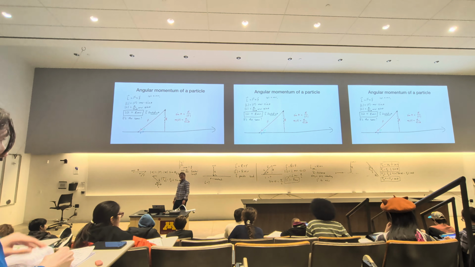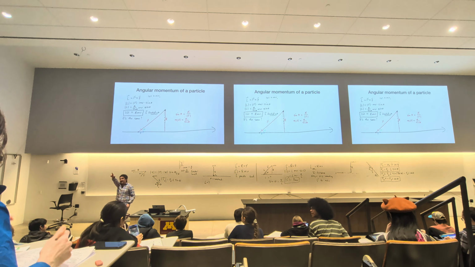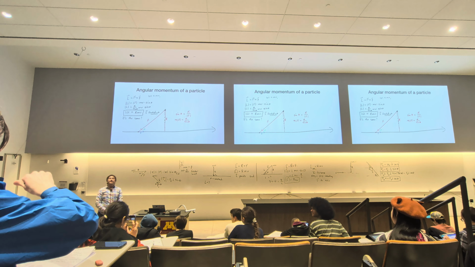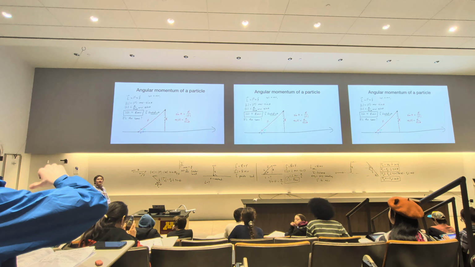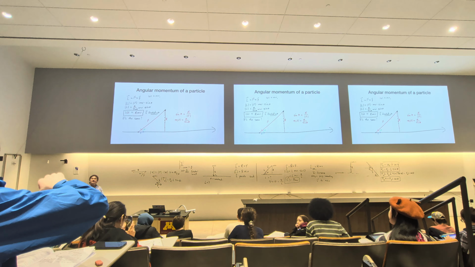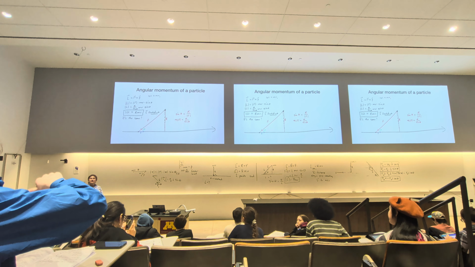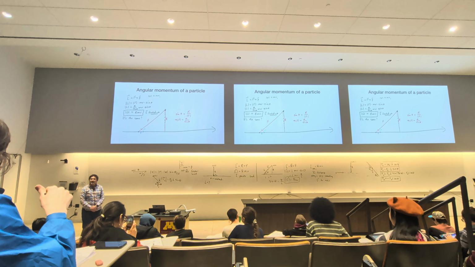Any questions about this? Yes, and then in the back, yes. Because R is perpendicular to the V vector, does that mean that in every single case it's going to be 90 degrees since it's perpendicular? Yes, you could think of it that way, yes.